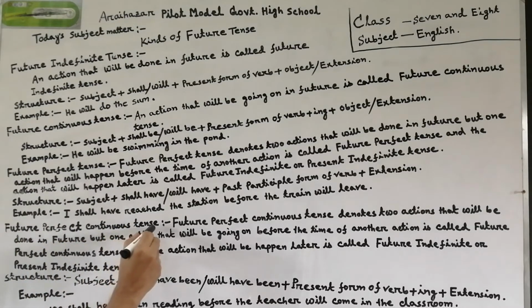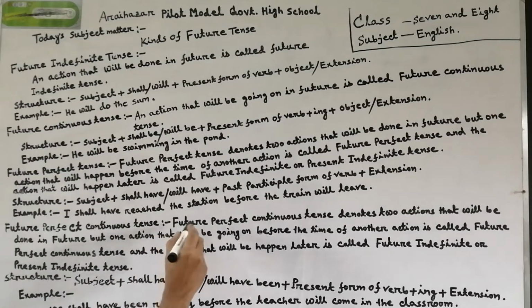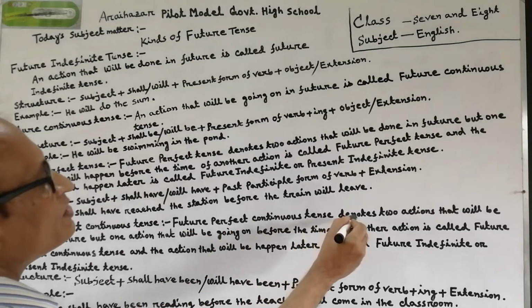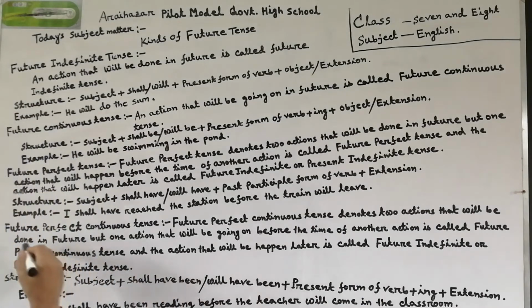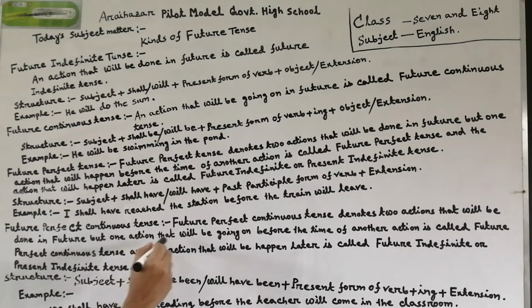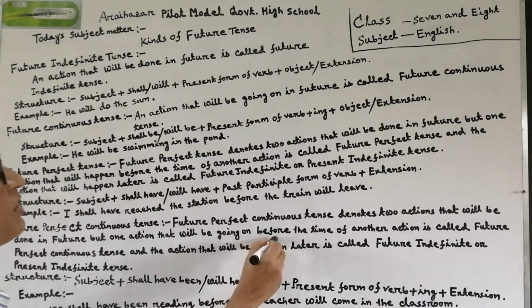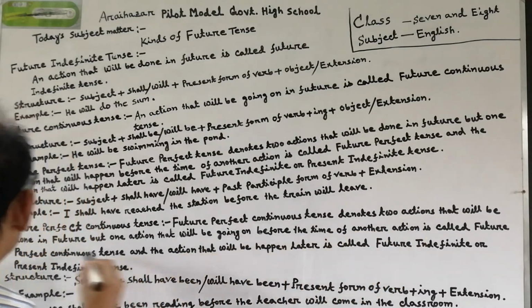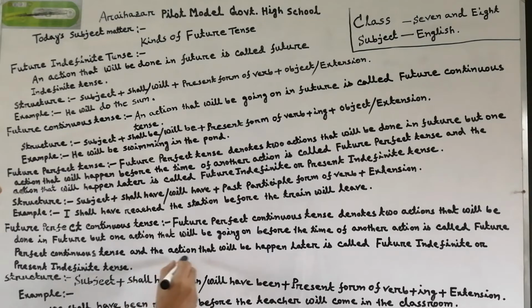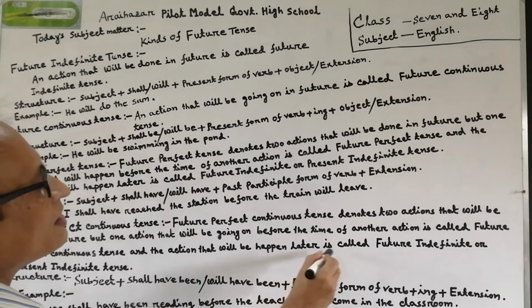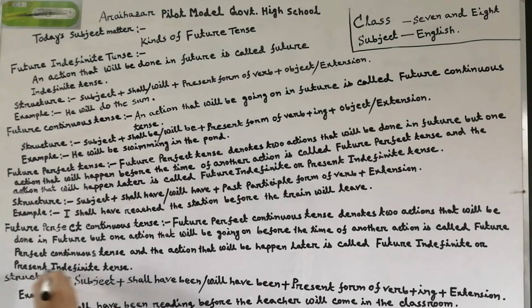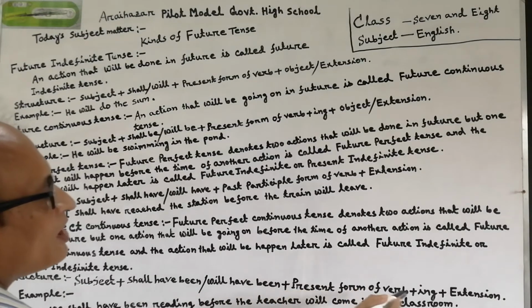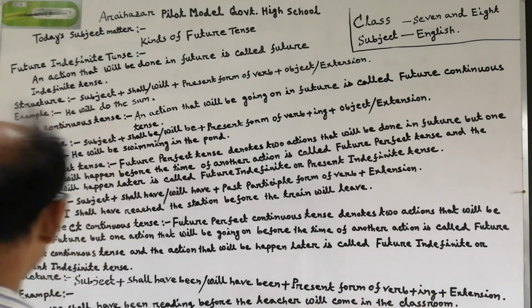Future perfect continuous tense. What is future perfect continuous tense? Future perfect continuous tense denotes two actions that will be done in future, but one action that will be going on before the time of another action is called future perfect continuous tense, and the action that will happen later is called future indefinite or present indefinite tense. Structure: subject plus shall have been or will have been plus present form of verb plus ing plus extension.